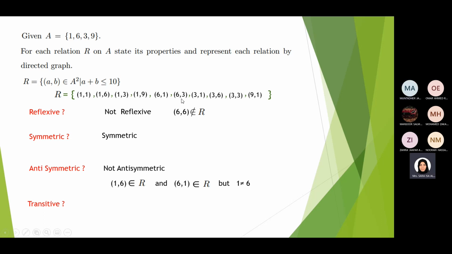But here I can see that 6 3 is related to R, 3 6 is related to R, but 6 6 is related to R. Meaning if I have two numbers whose sum is less than 10, will the sum of the first with the third also be less than 10? This is not. So this is not transitive. Maybe for example here 1 6, 6 3, 1 3 is related to my relation. But I can see some cases that the total of A plus C is greater than 10. So this case is not transitive.